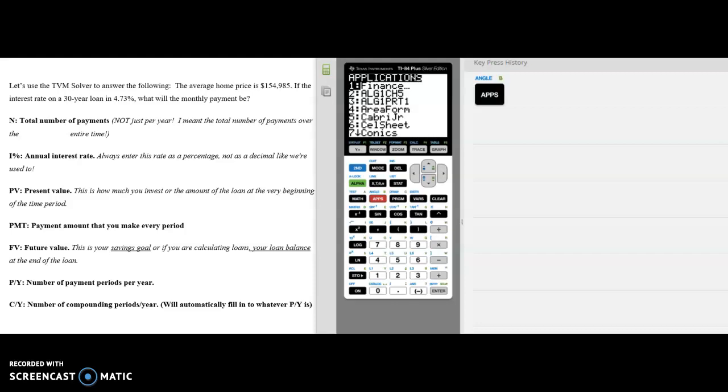Hi everyone. Today we are going to be looking at how to use the TVM Solver app in your finance applications on your TI-84 graphing calculator. In quantitative reasoning, you are looking at a finance unit and you're covering a lot of different topics concerning finance, including debt, mortgages, loans, retirement plans, savings plans, a lot of different financial situations.